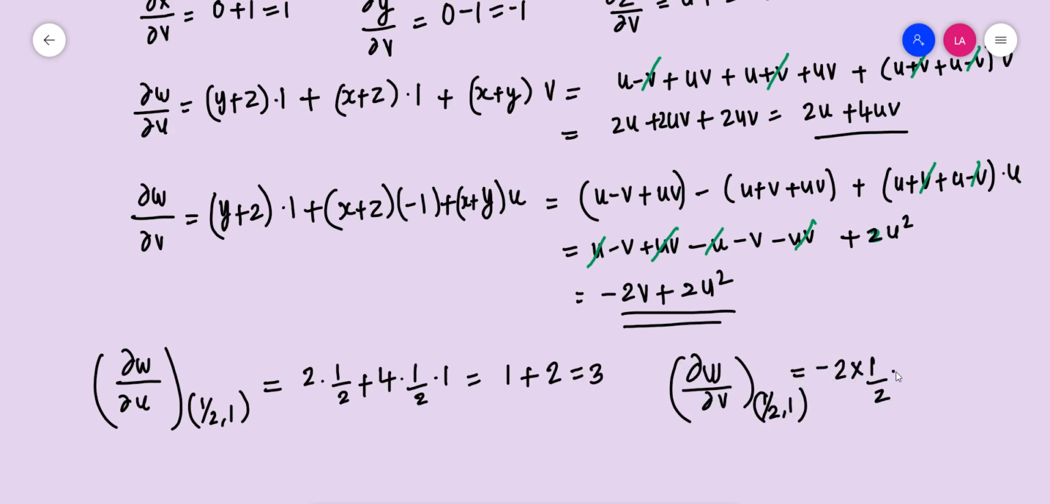Also dou w by dou v at 1 by 2, 1 is actually minus 2 times v, where v is actually 1, and 2 times u square is 1 by 2 square, that is 1 by 4. So this is minus 2 plus 1 by 2. Answer is minus 3 by 2. So we got the answers.